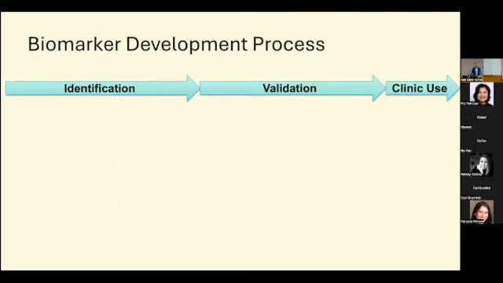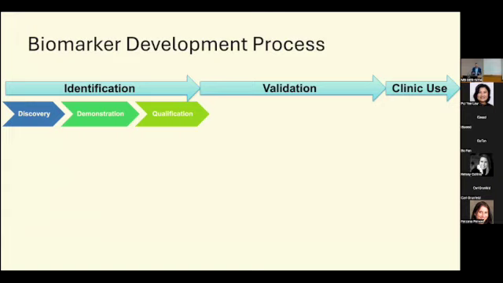So the biomarker development process is, as we know, a very long and drawn-out process, typically divided into 3 phases: identification, validation, and clinical use phases. In the first identification phase, we have discovery of the biomarker. Then we demonstrate that there are differential expression patterns between the disease and non-disease. Then we qualify that biomarker and we learn more about its sensitivity.